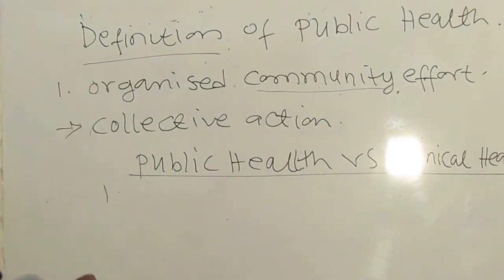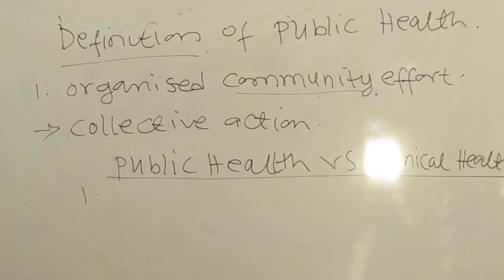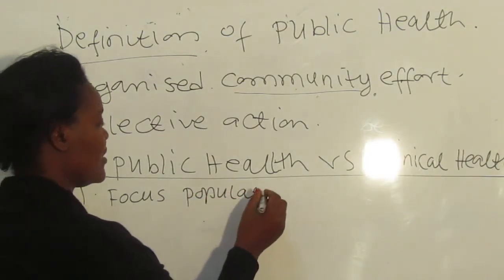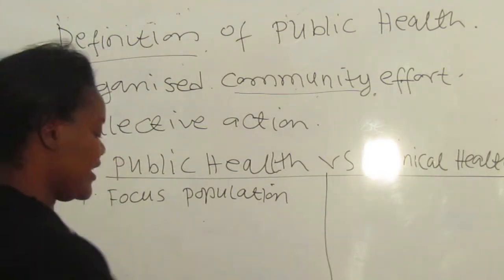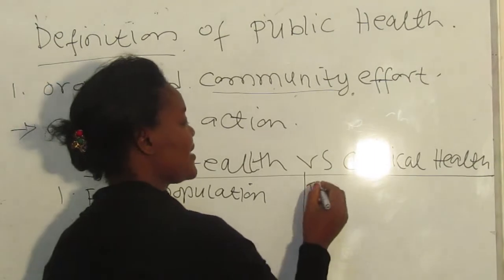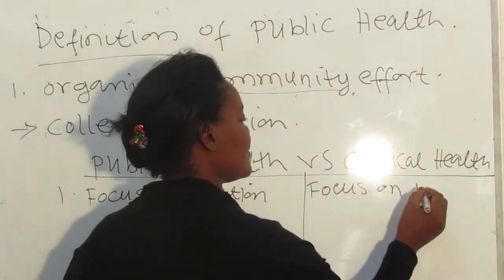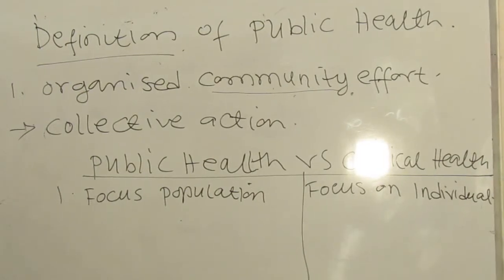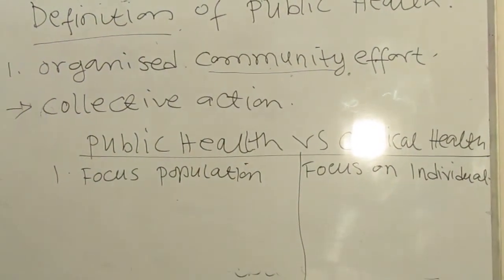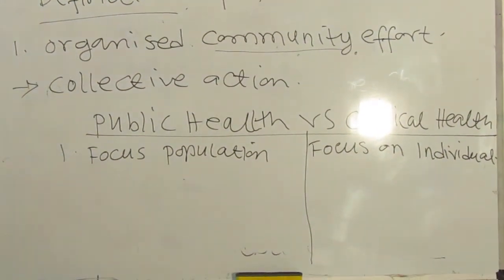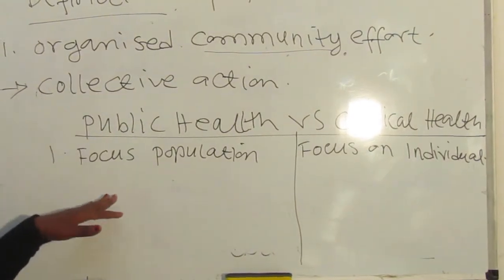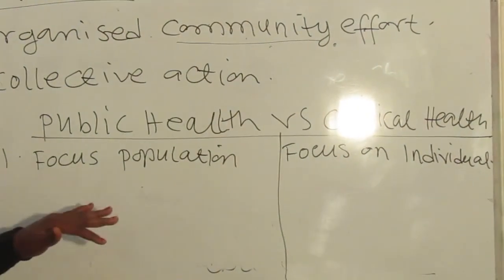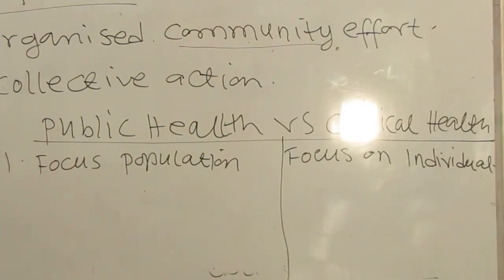If you look at public health, it focuses on the population. So the focus for public health is on the whole population. Then for clinical health, the focus is on an individual. This means that when a person is sick, a clinical officer will look at the individual, find out what the problem is, examine the individual and give treatment to the individual. Whilst in public health, we focus mainly on the whole population. What is the problem with the population, and how can we solve the health problem this population is experiencing? So you look at the population as a whole.